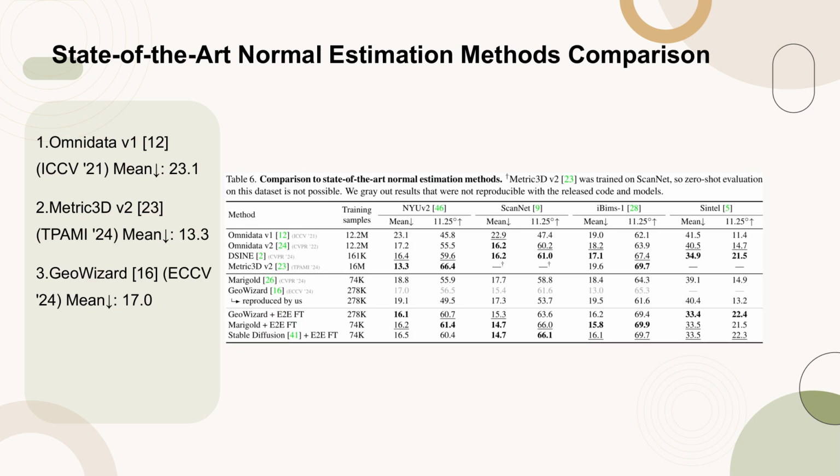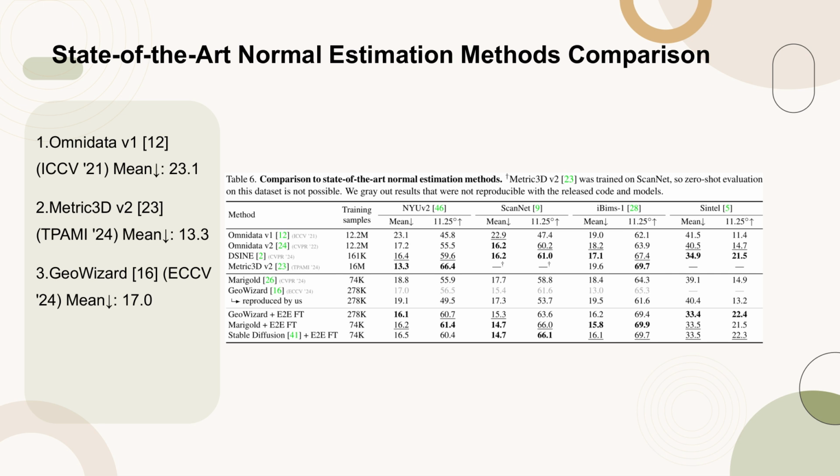Table 6 presents a comparison of state-of-the-art normal estimation methods across various datasets. Key methods include Omnidata V1, Metric3Dv2, and GeoWizard, with notable metrics such as mean error and accuracy within 11.25 degrees. The table highlights the performance of each method on datasets like NYUv2, ScanNet, iBims-1, and Sintel, providing insights into their effectiveness and reproducibility.